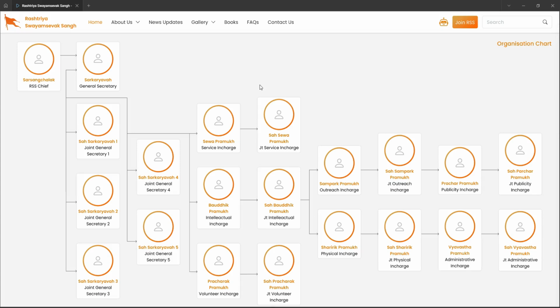The value it adds to the website: it educates newcomers, builds trust, and reinforces discipline digitally. This is not just a chart, it's the digital face of the Sangh's organized spirit and service driven structure.